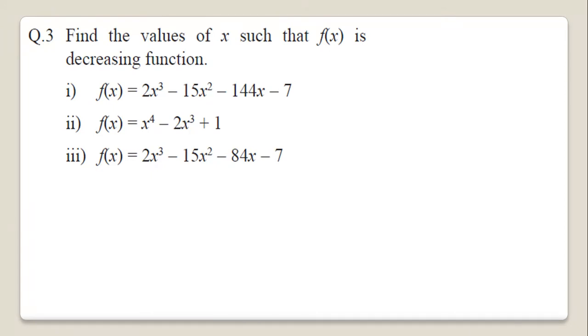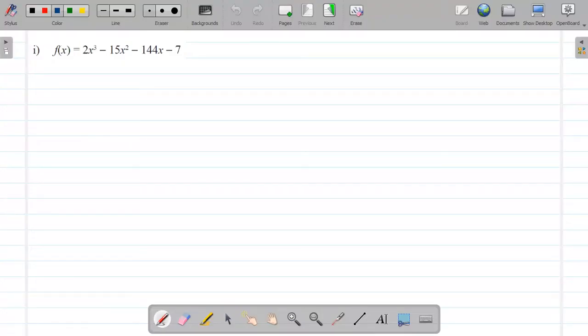We know that the function is said to be decreasing when f dash x is less than 0. So remember this and try to find the values of x where the function is decreasing. Now see here, the function given is f of x is equal to 2x cube minus 15x square minus 144x minus 7. Now see how you will write it in the answer.